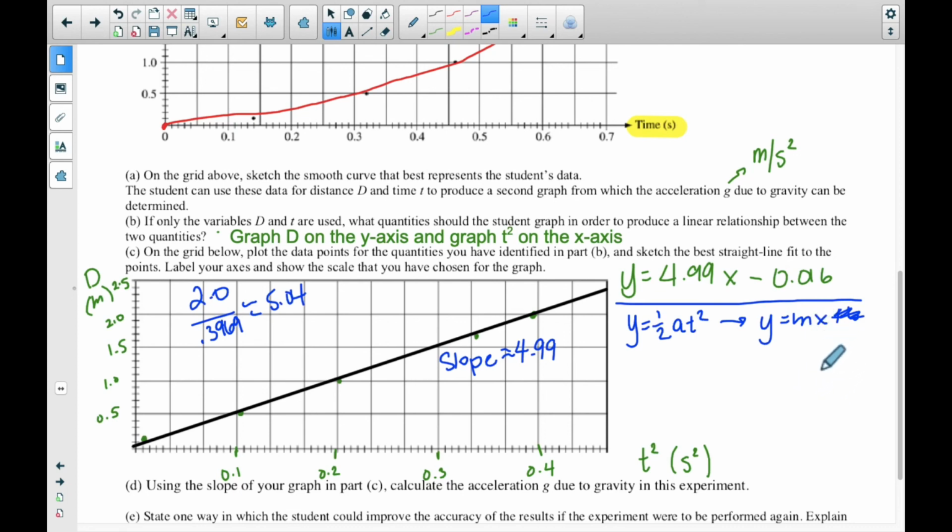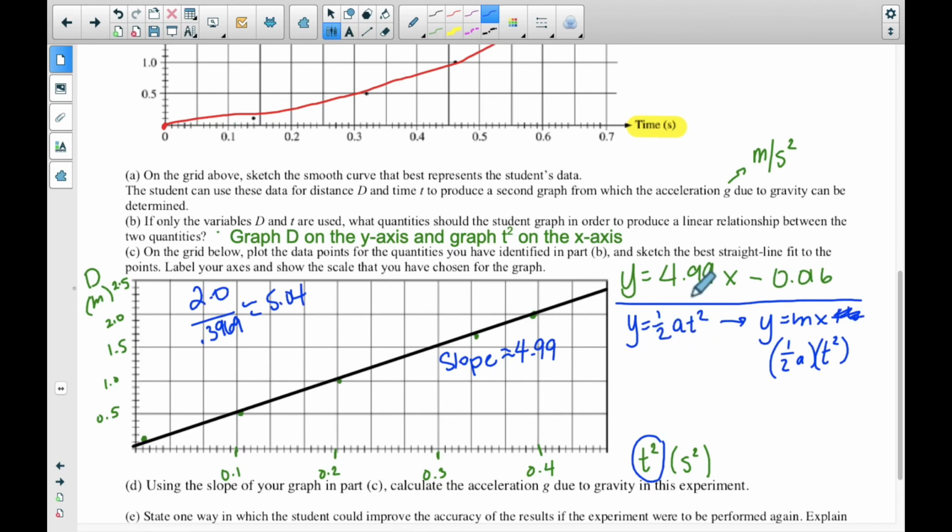My x is my t squared. That's my x. My m then is 1/2 a. Let me get back to that x being t squared. Look at our graph. Here's our x-axis. What's on our x-axis? T squared. So that x is t squared. That's where that came in. The m is whatever's in front of that. And so for this case, it's 1/2 a.